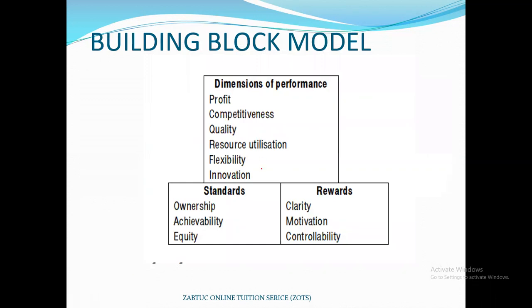And we had these blocks, that standards, an element of ownership, achievability, and equity is important. And we need to set standards on these dimensions: profitability and competitiveness. And we say that these are what we call the results, or the outcomes.